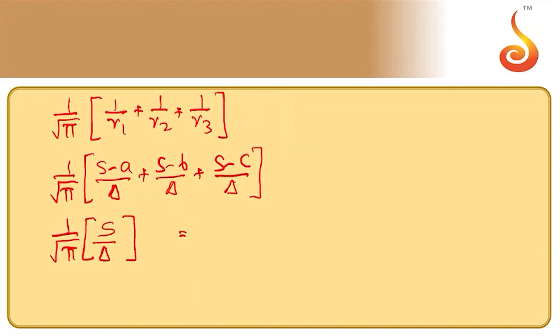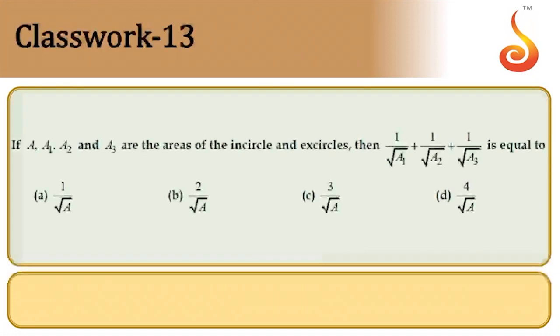So S by delta is 1 by small r, since delta by S is small r. So we get root pi into r, which is equal to 1 by root a. Delta by S equal to r, therefore S by delta is 1 by r. So option A is correct.